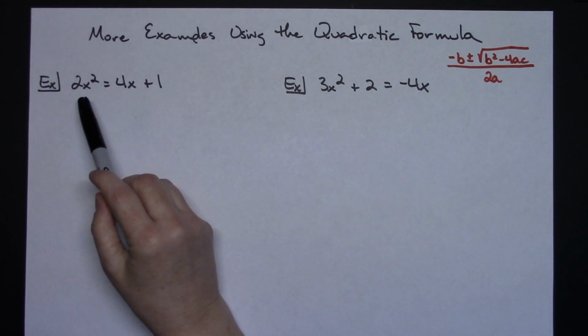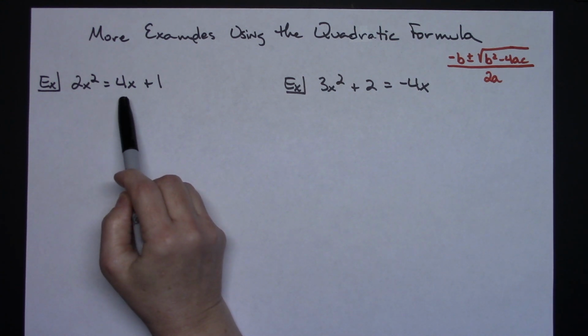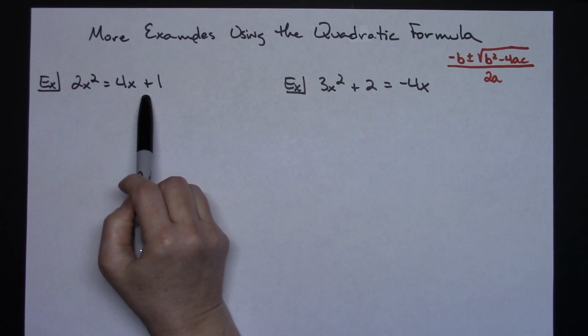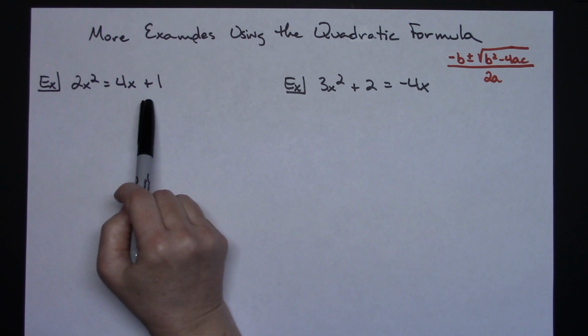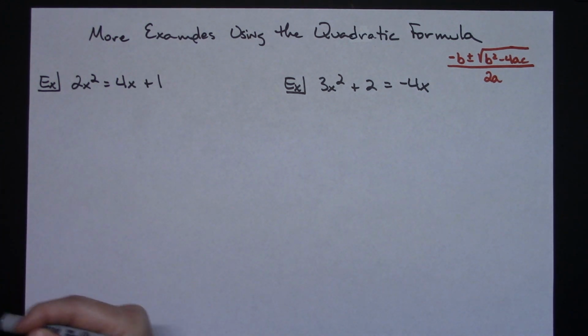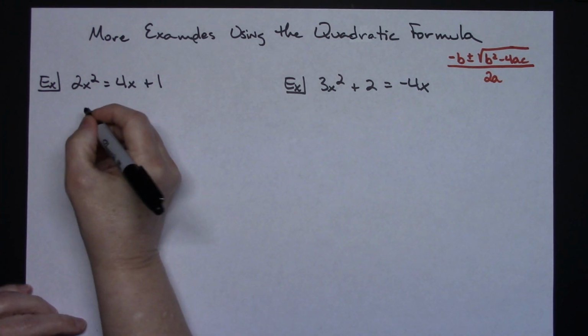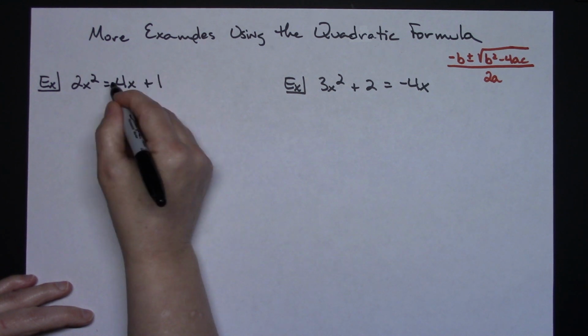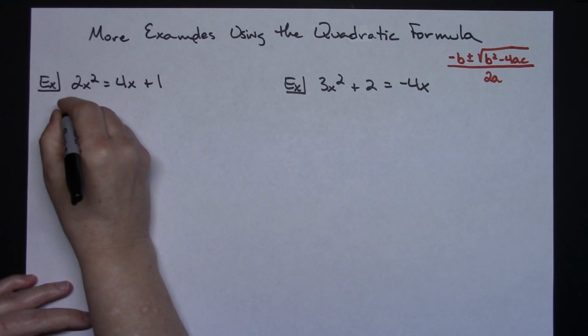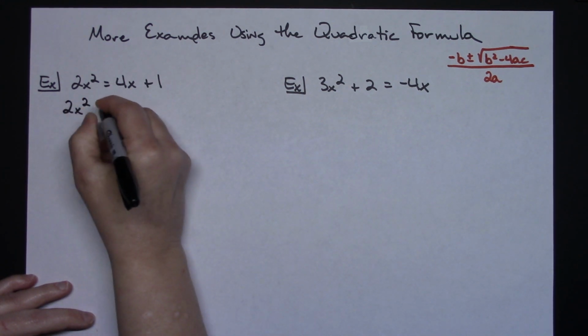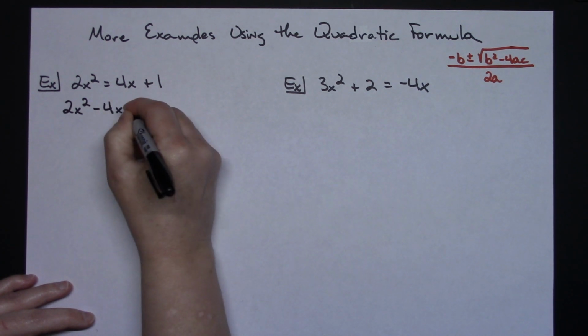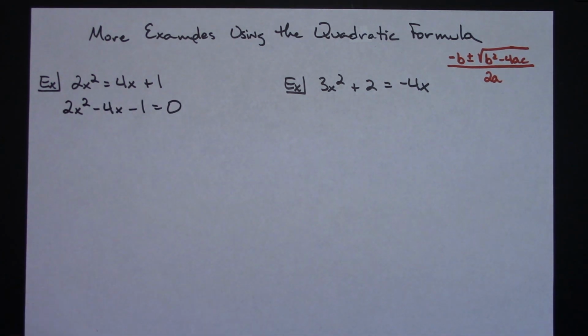So in this first example I've got 2x squared equals 4x plus 1. First thing we need to do is make sure that we rewrite this in standard form. Moving everything to the left, and I'm going to choose the left because I want that leading coefficient to remain positive. So when I subtract 4x and subtract 1 from both sides of the equation, I'm going to have 2x squared minus 4x minus 1 equals 0.